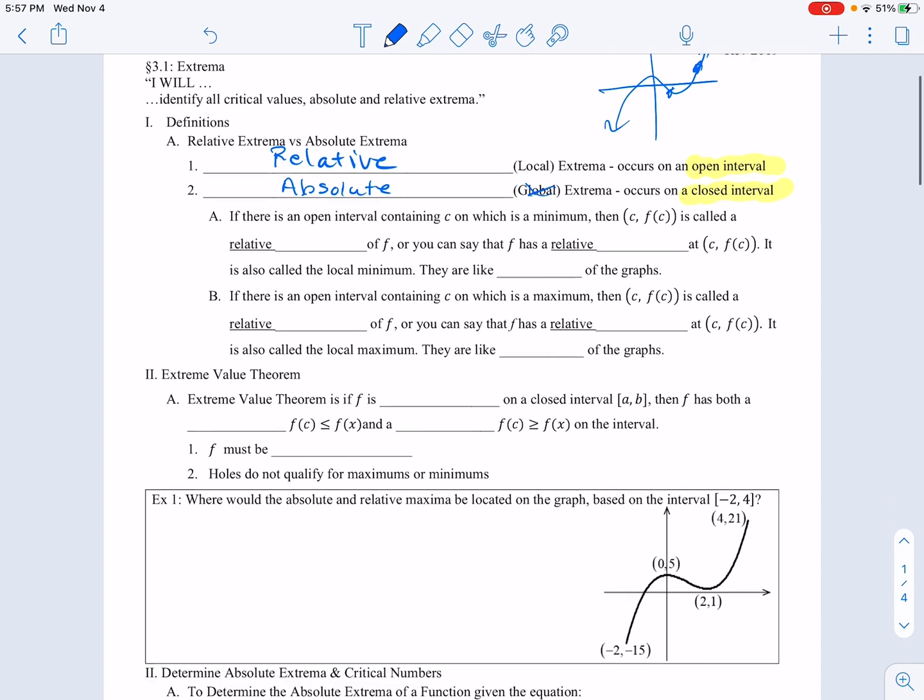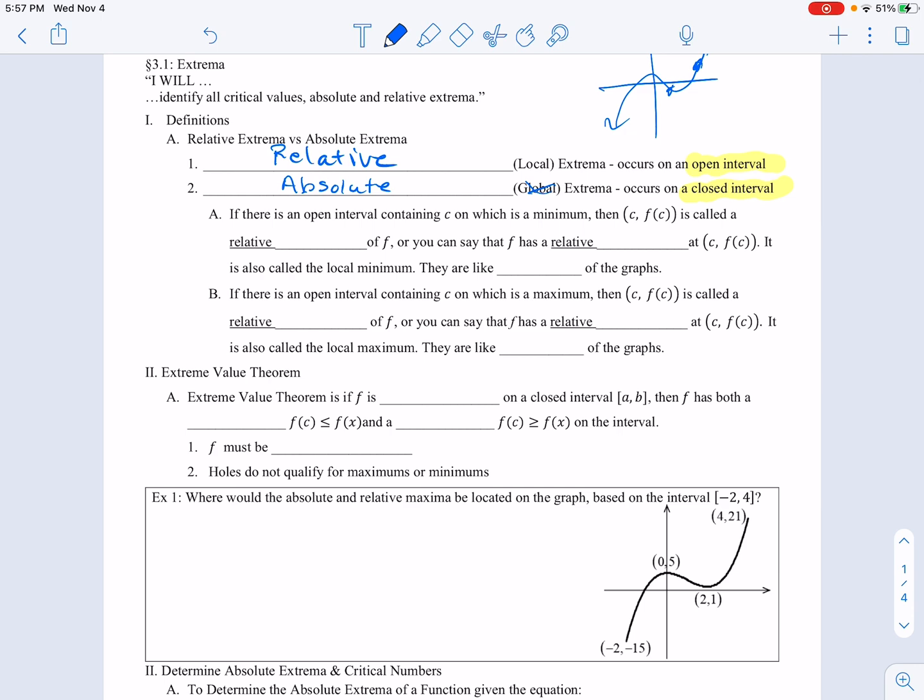It says if there's an open interval containing C on which it is a minimum, then f of C is called a relative minimum of f. Or you can say it has a relative minimum. It's also called a local minimum. They are like the low points. It's supposed to say values, but I don't like that.